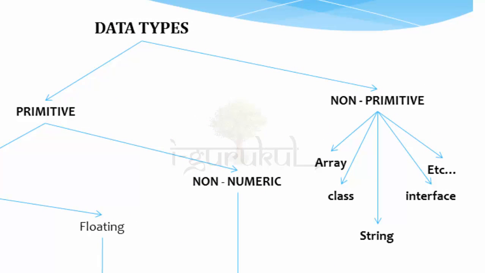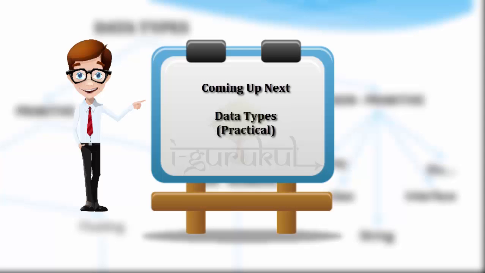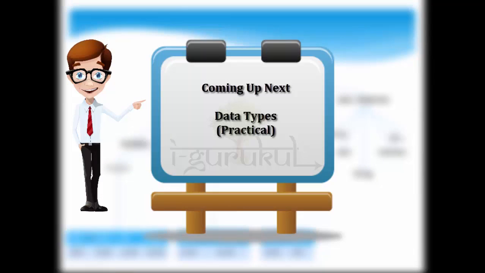Our other data type is the non-primitive data type. As I have told you, non-primitive is the derived data type, that means it is derived from the primitive ones. So the non-primitive data types are arrays, class, string, interface, etc. We will be learning about all of them in our further classes. Let us first take an example of each and every data type within a program.